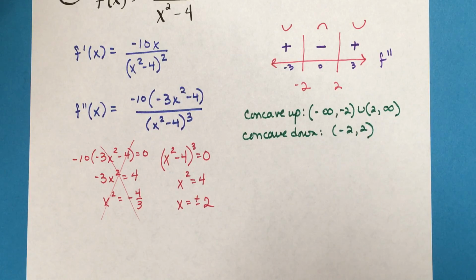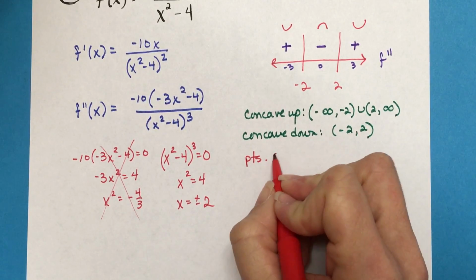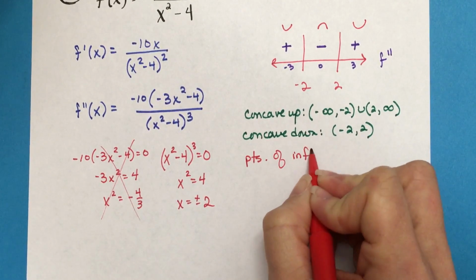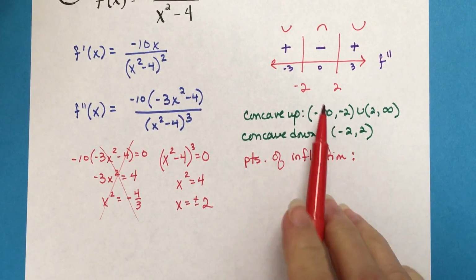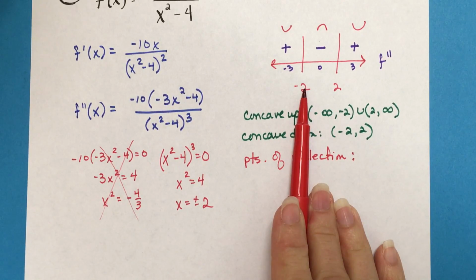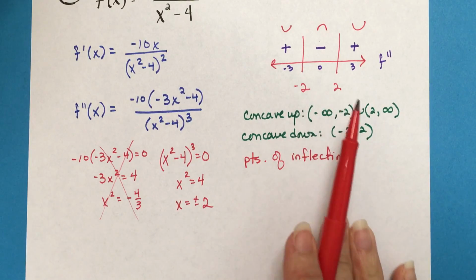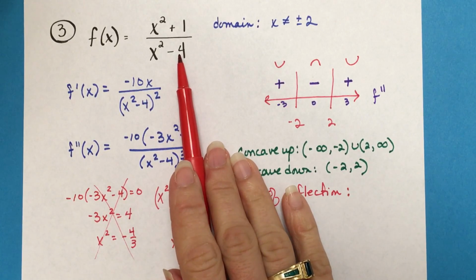Okay, now points of inflection. That's where this problem's a little bit different from the previous examples. Because when you look at it, you would say, okay, well, my concavity changes here at negative 2, so negative 2 would have to be a point of inflection. But if you remember, negative 2 is one of these values that's not in the domain. So if it's not in the domain of this original function, there's not a point there.